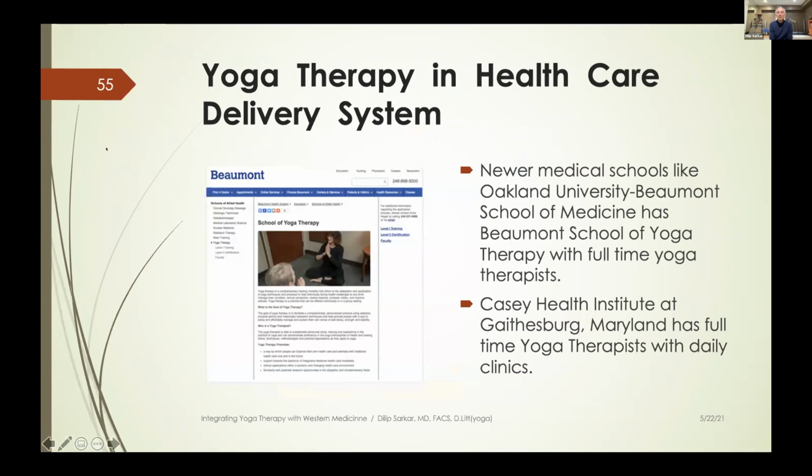Yoga therapy for the healthcare delivery system, the newest in medical schools. I was trained in Pontiac, Michigan, very close, at Oakland University, Beaumont Hospital, and there is a Beaumont School of Yoga Therapy with a full-time yoga therapist. I went to the department where the medical students and the residents come and rotate, and it is part of the clinical rotation.